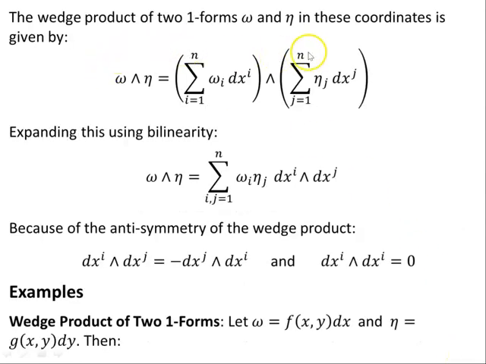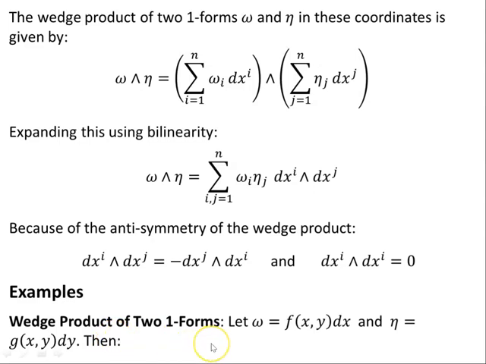All right, the wedge product of two one forms, omega and eta, in these coordinates is given by omega wedge eta, is this object wedged with this one, summing here over i, summing here over j. Expanding this using bilinearity, we'll end up with this. Omega wedge eta is the sum over i, j from 1 to n, up to here. Now, because of the anti-symmetry of the wedge product, dxi wedge dxj is minus dxj wedge dxi, and dxi wedge dxi, where these are the same, is 0.